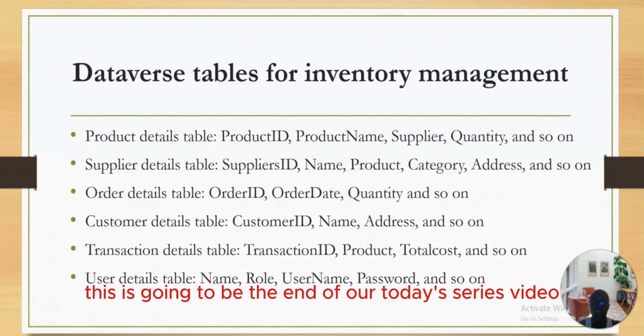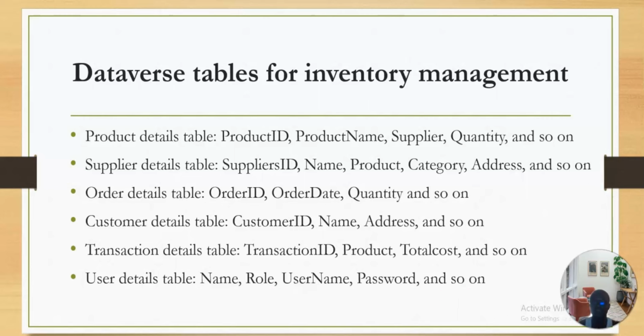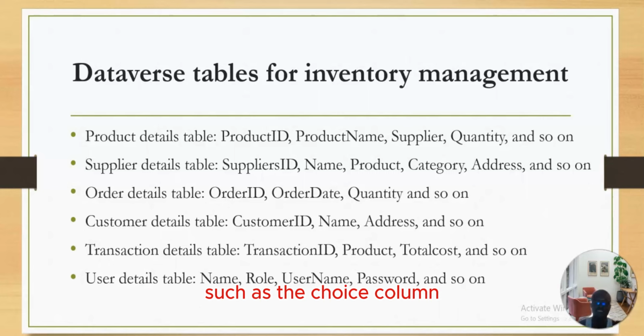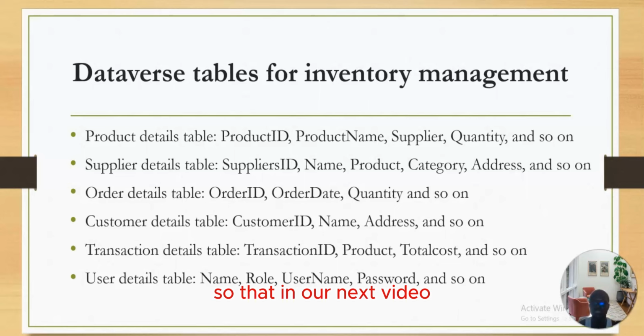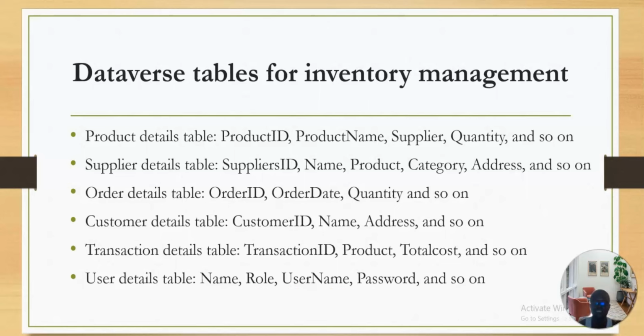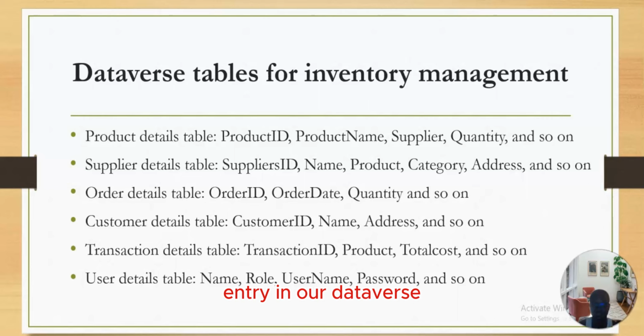This is going to be the end of today's video. In our video today, we've learned how to create Dataverse tables. We've shown a sample of the product details table, suppliers details table, and their columns. We've shown how to create columns such as the choice column, lookup column, and so on. So I'll urge us to use this to create other tables, so that in our next video we'll be looking at how to create custom views and forms. These views and forms are what we are going to use for data entry in our Dataverse.